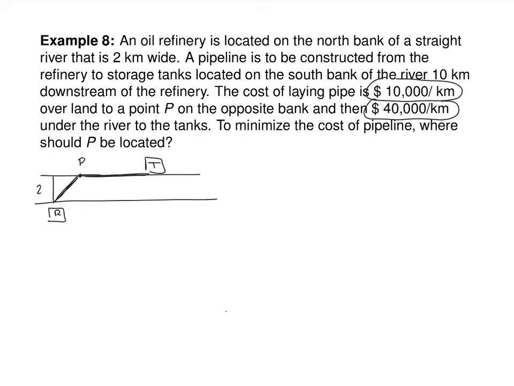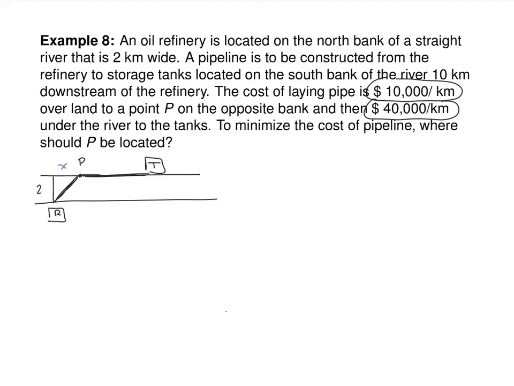So it makes sense you probably want to get across that river as quickly as possible, right? But because you would use more pipe if you just went straight across and then straight down, it might be better to go a little bit more expensive under the river, but minimize the distance a bit, right? Okay. So we're going to set it up almost the exact same.